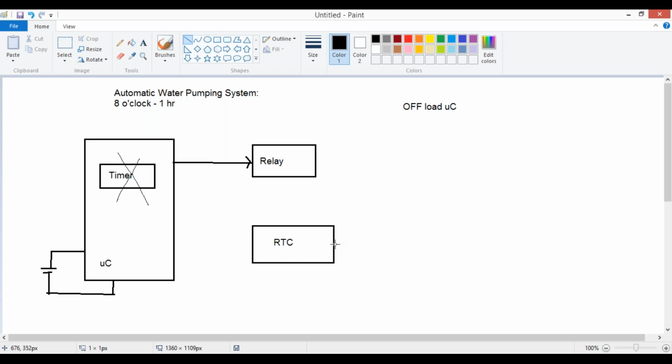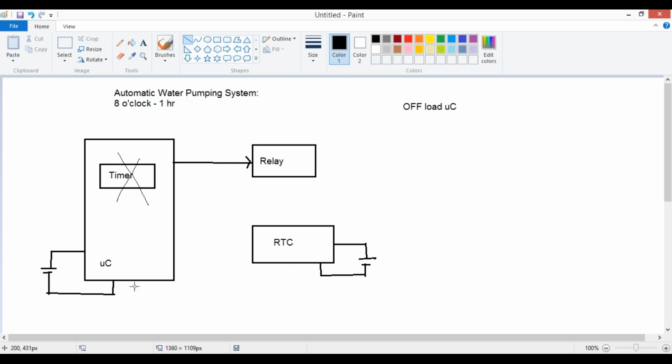The biggest advantage of the RTC is that this chip can be separately battery powered, and it draws very little current, just a few microamperes. So whatever battery is connected lasts for years. So our biggest problem is solved. I'm using the RTC, and the RTC is counting the time.